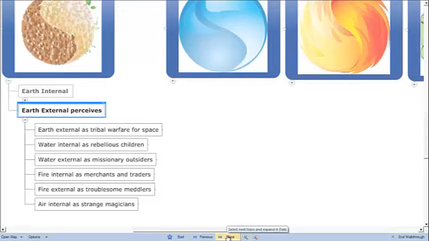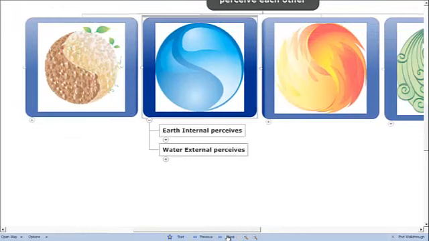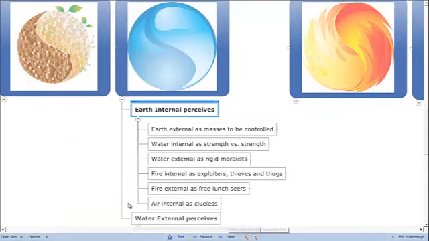It sees water internal as rebellious children. It sees water external as missionary outsiders. It sees fire internal as merchants and traders. And it sees fire external as troublesome meddlers. And it sees air internal as strange magicians. Earth, oops, sorry, this should be water. Let's change that.